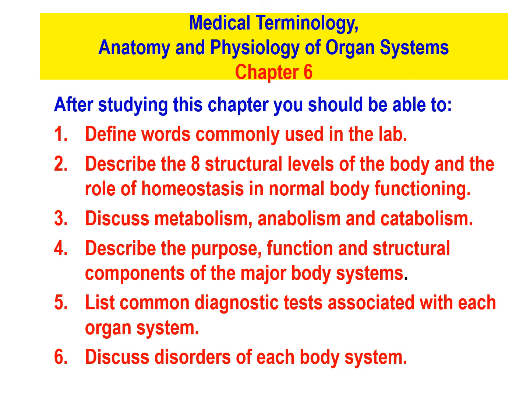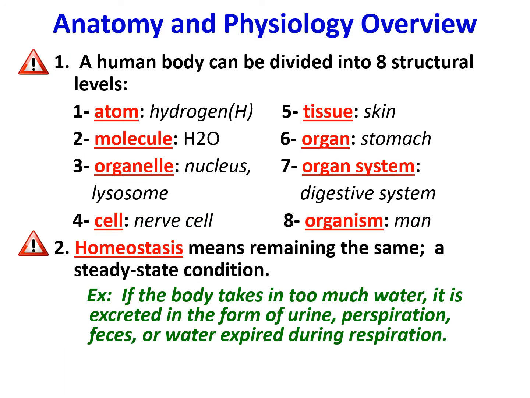And as always, we have our learning objectives, which are also listed in the front chapter of your textbook for each chapter. And these are important because this is what you should be able to do once you've completed this, okay? And you need these objectives, so you'll see what your objectives are for yourself once you finish this chapter, okay? It's going to be everything from being able to define words commonly used in the lab to discussing disorders of each body system, okay? Because it's important that you know that. Okay, so let's get started.